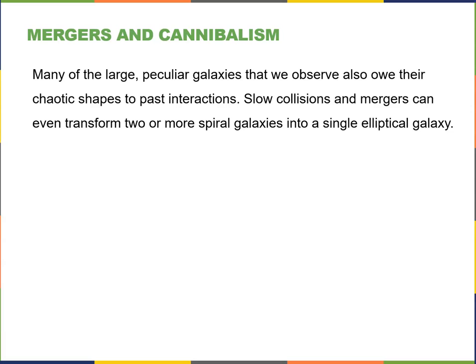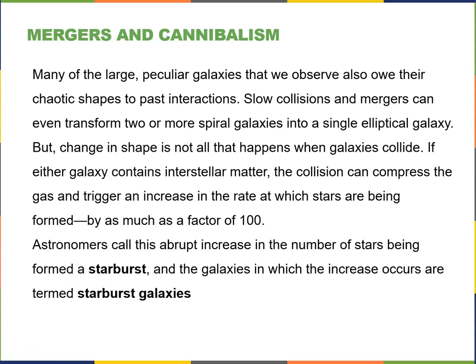So many of the large and peculiar galaxies that we observe owe their chaotic shapes to these past interactions. Slow collisions and mergers can even transform two or more spiral galaxies into a single elliptical galaxy. So when these galaxies collide, they change their shape. But that's not all that happens.